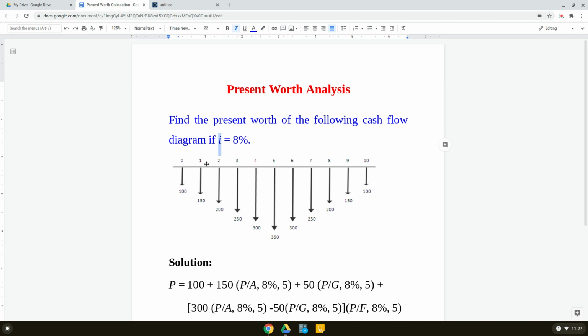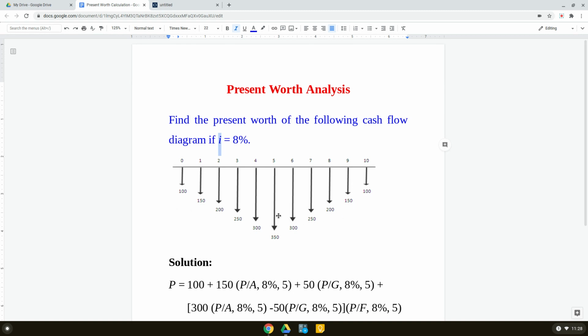It doesn't matter. So we have 10 time periods, and on a cash flow diagram, a positive cash transaction or a benefit is represented by arrows pointing upward, and the negative cash flow or the costs are indicated by arrows pointing downward. So in this particular cash flow diagram, we don't have any upward arrows, right? We have all the downward arrows. That means all of these are cost items.